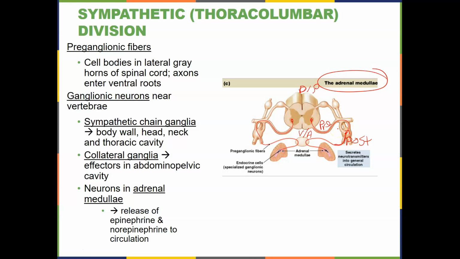Ganglionic neurons that are close to the vertebra are the sympathetic chain ganglia. They are attached to the body wall, close to the head and neck and the thoracic cavity. There are also collateral ganglia, which you'll find in the abdominopelvic cavity. The adrenal medulla is an exception to the pre- and postganglionic rule. Here you don't have a synapse between the neuron and the effector organ, the adrenal medulla gland. This is a quick activation of the autonomic nervous system to get you out of a situation where you're about to be eaten by the lion.